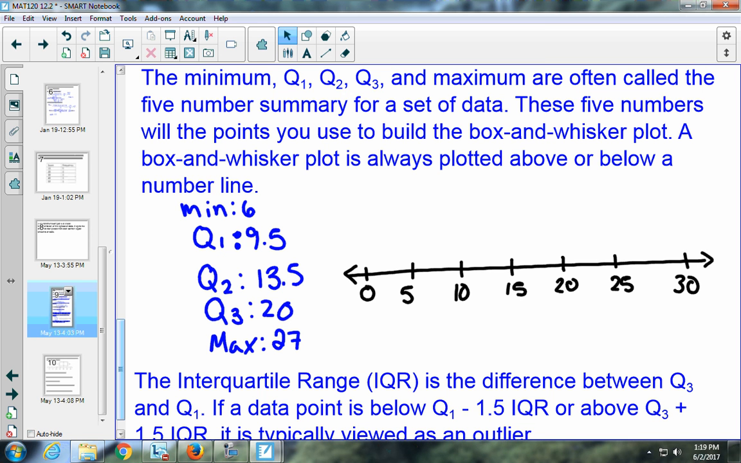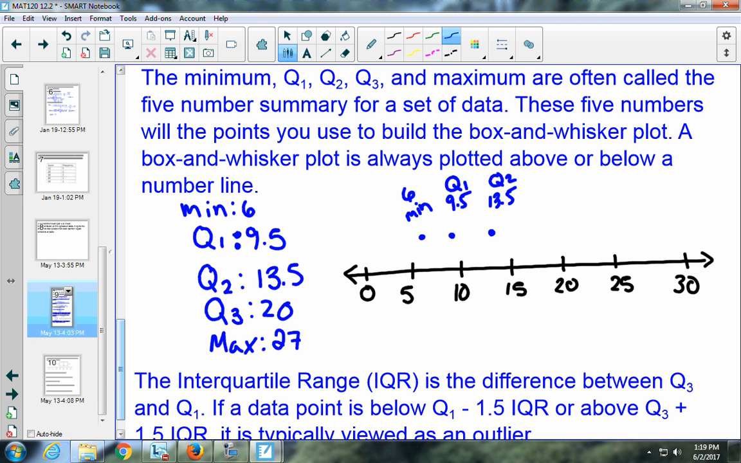Then what I do is plot my 5-number summary. I'm going to do it above my number line, and I'm going to label everything as I do it. So my minimum is 6, which is just a little bit past 5. My Q1 was 9.5, a little bit below 10. My median was 13.5, a little bit past the middle, between 10 and 15. My Q3, or upper quartile, was 20. And my maximum was 27.